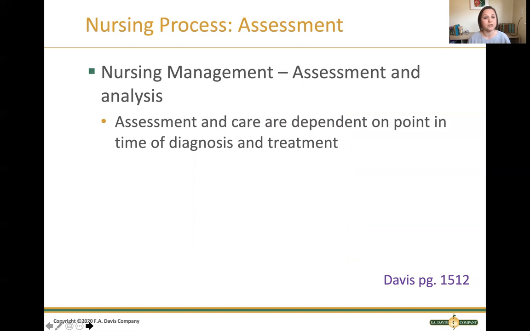So let's talk about the nursing process as it relates to caring for the patient with breast cancer. Let's start with the first step of ADPIE, assessments. Assessments and care are dependent on the point and the time of diagnosis and treatment. Certainly someone who's just being diagnosed or maybe undergoing their yearly mammogram is going to have different needs, both physiologic and psychosocial, than someone who's, for example, an acute patient in stage 4 breast cancer postoperatively.